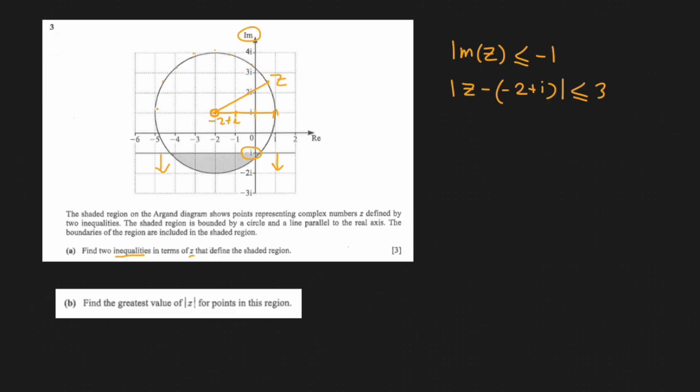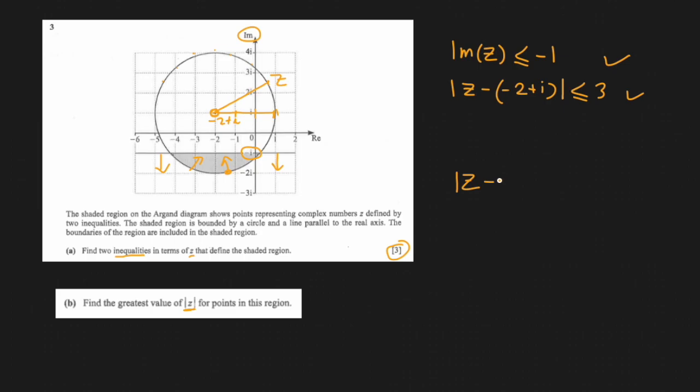So z anywhere on this is 3 or lesser. And the common part with this first inequality is this minor segment. And these are the two inequalities you had to write for these 3 marks. Okay. Now the next question is to find the greatest value of modulus of z for points in this region. That means the modulus of z should be maximum. So from where? It will be from 0.